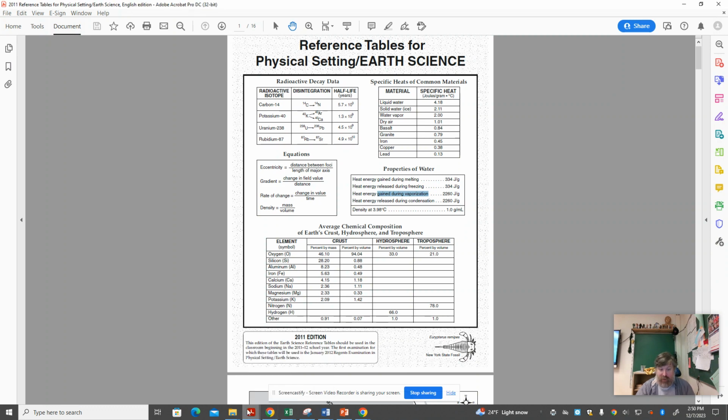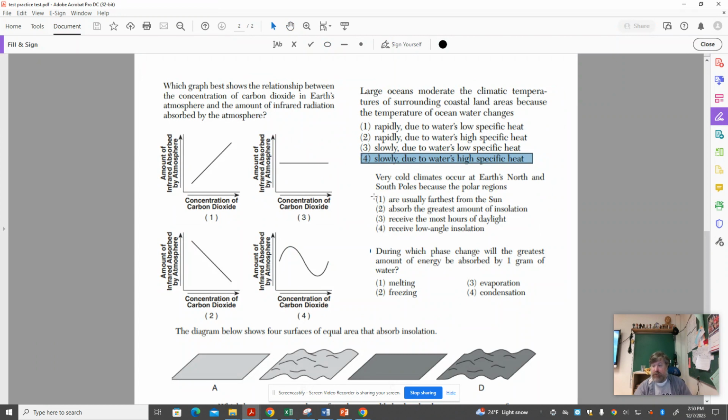So if you live near water, where you live is not going to change temperature as much as if you live far from water.